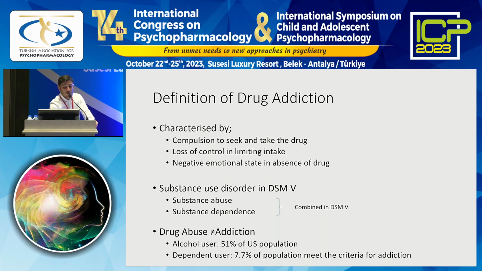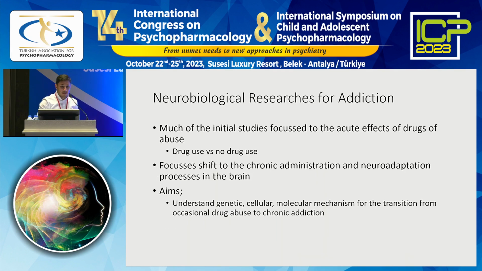Particularly speaking for the US population, 51% of the population is an alcohol user, but it's only 7.7% of the population that meets the criteria for addiction. So it means that abuse and addiction are quite different from each other. Particularly, abuse is the first step for addiction, but not all abusers are addicts.